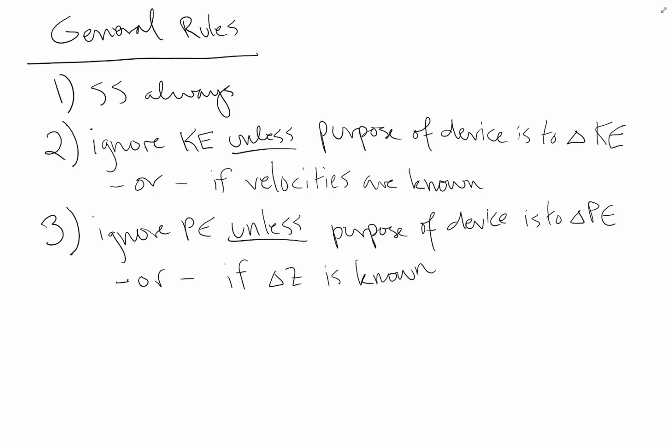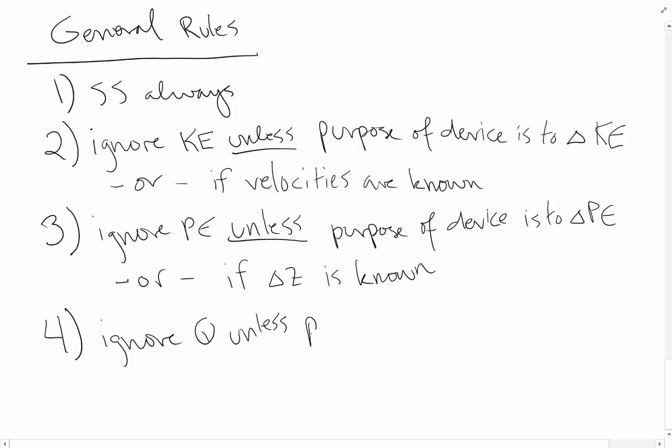And the reason that we ignore both of these is that compared to the changes in enthalpy, the kinetic and potential energy changes are usually too small to really matter. On a similar note, you also are usually going to ignore heat transfer unless the purpose of the device is for heat transfer to occur. So for example, a heat exchanger, its sole purpose is to allow heat transfer, and so heat transfer is going to matter in that case.